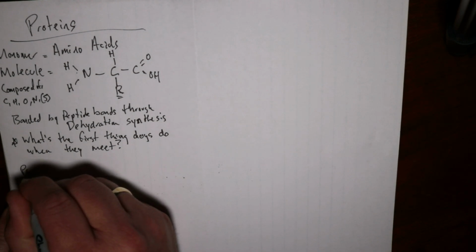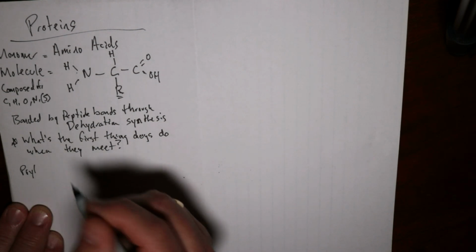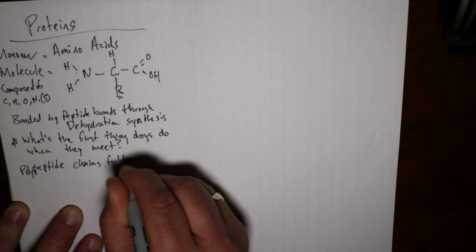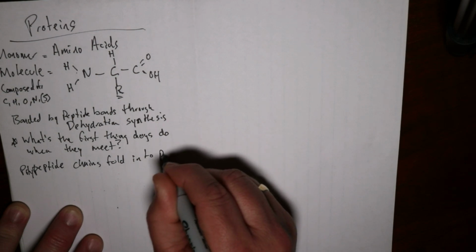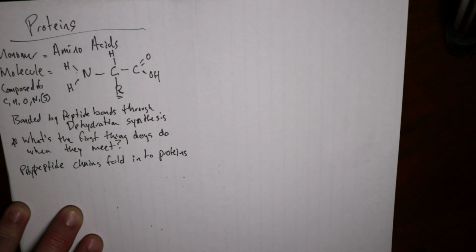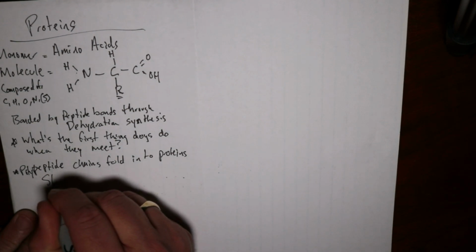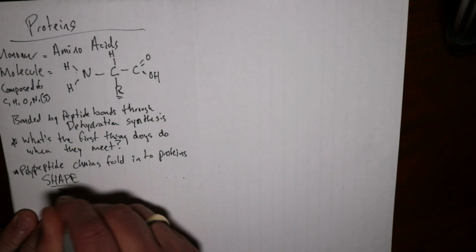All right, next thing we need to write, polypeptide. Oh no, we made a serious error here. Polypeptide chains fold into proteins. Right? So we get a polypeptide chain, and then it folds up to make the protein. What's important? Shape. We're almost done with proteins. Shape is important. It's three-dimensional.